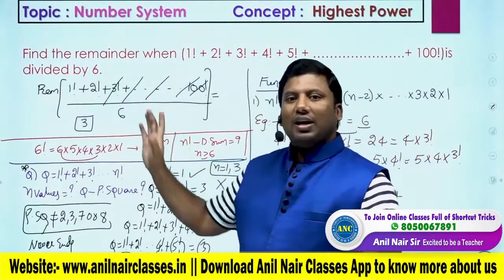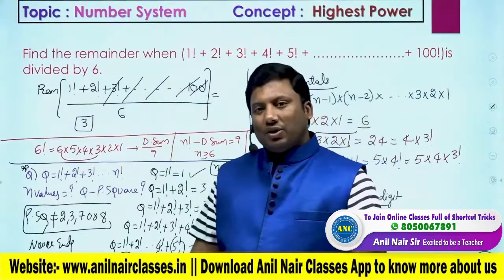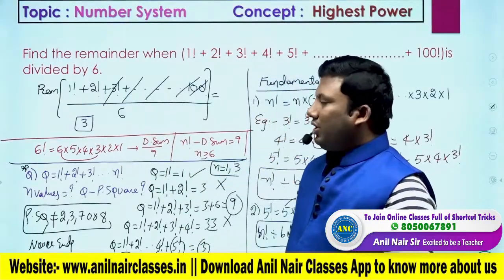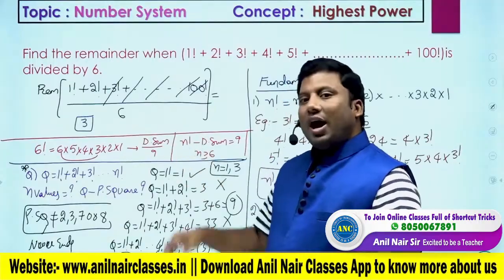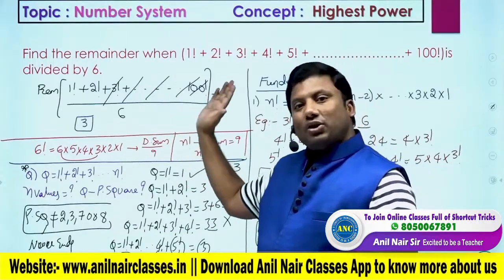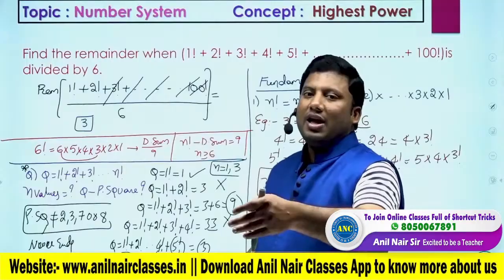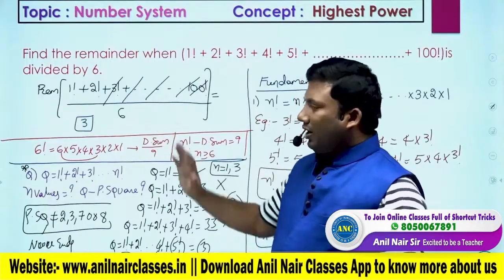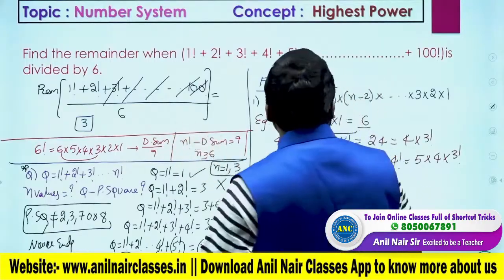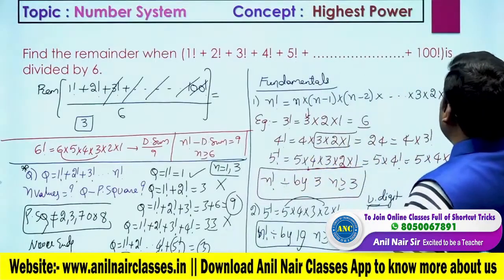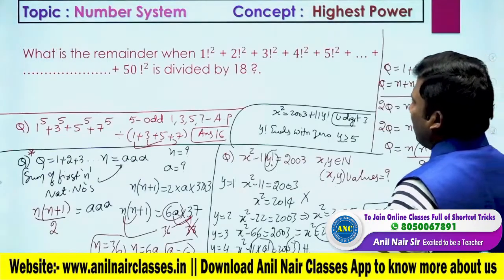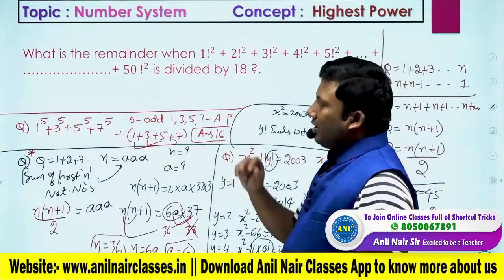3 factorial divisible by 6. 4 factorial, 4 into 3 into 2 into 1, divisible by 6. 100 factorial. From 3 factorial, every other factorial after 3 will contain 3 factorial. Answer is 3. For me, this is not important. It is a basic foundation question. Let me solve the second question.